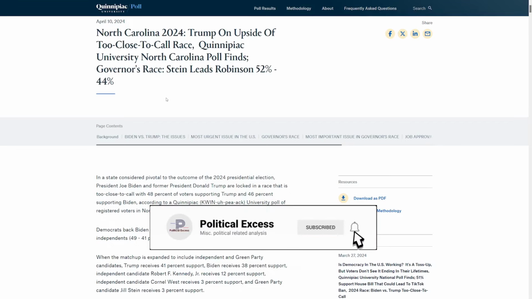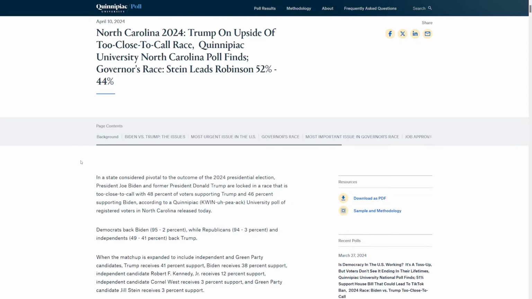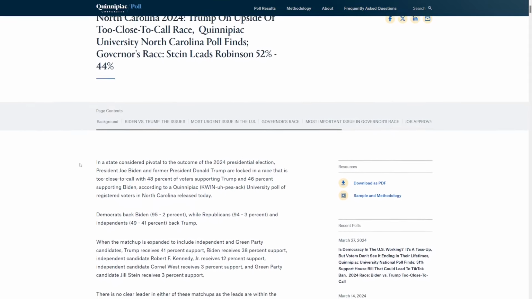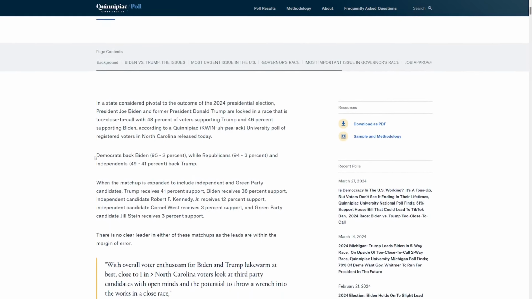This poll is from Quinnipiac, and they sampled about 1,400 North Carolina registered voters from April 4th to the 8th. That's a margin of error of 2.6. So in the presidential race, Trump is at 48, Biden is at 46. That's a 2-point advantage and clearly qualifies as a toss-up. It's a little bit narrower than we've seen from some other polls, but last time was also a close state.